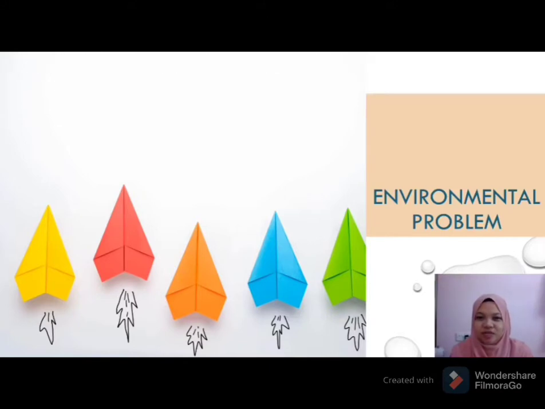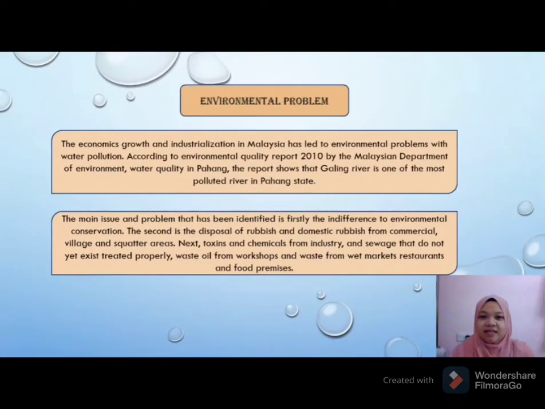And today I would like to present my part, which is the environmental problem. The economic growth and industrialization in Malaysia has led to environmental problems with water pollution. According to the Environmental Quality Report 2010 by the Malaysian Department of Environment, on water quality in Pahang, the report shows that Galing River is one of the most polluted rivers in Pahang State.